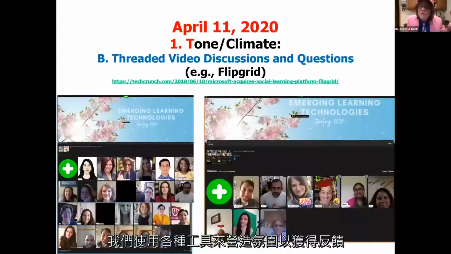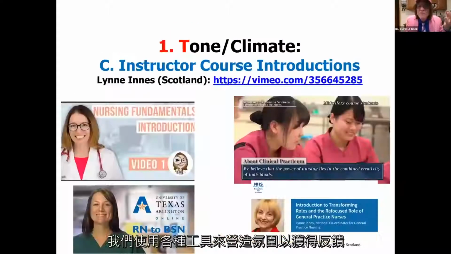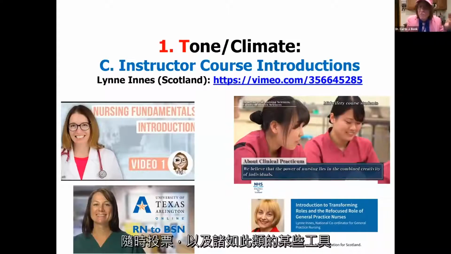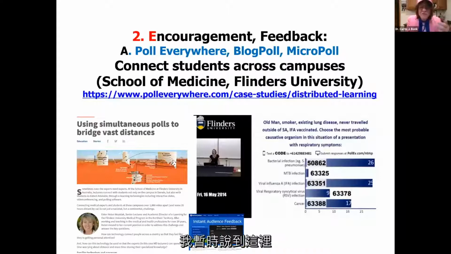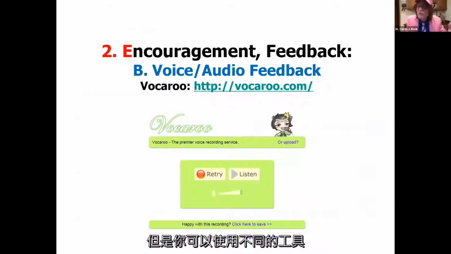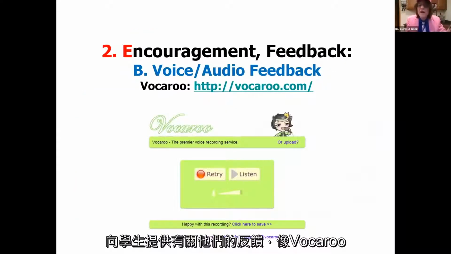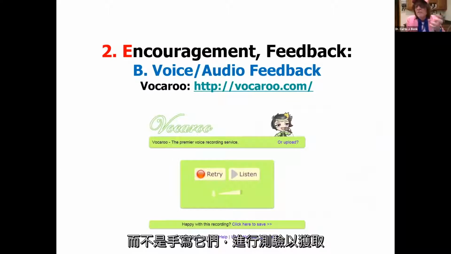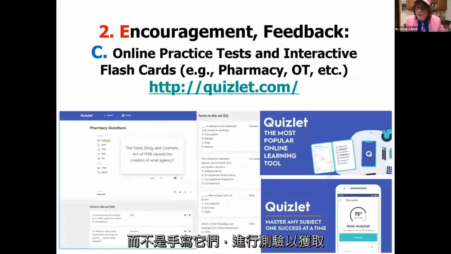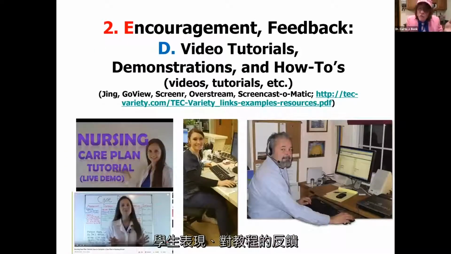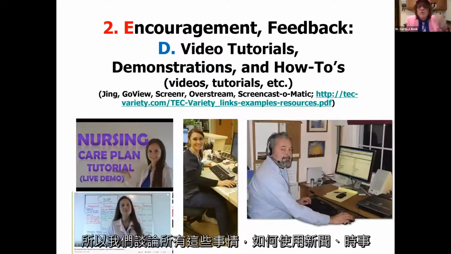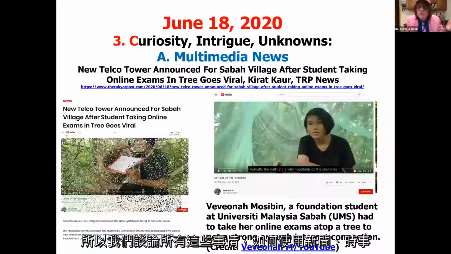But we'd use different tools out there to get at tone and climate, to get at feedback, polling tools, polls everywhere, and certain tools out there like that. And so I'm going to stop here, but there are different tools that you can use to give students feedback on their papers, like Vocaroo, instead of handwriting them. Having a quiz to get students feedback on their performance, those kinds of things, tutorials. So we talk about all these things, how to use the news, current events.